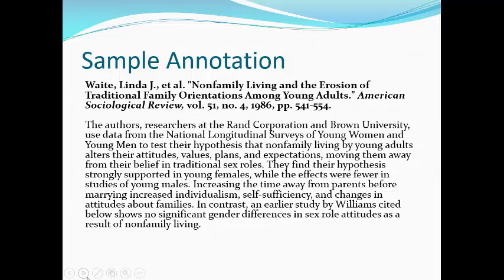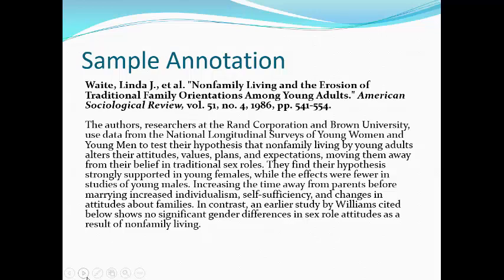So the sample annotation begins with an MLA formatted citation. Here you see the last name and the first name of the author. In this case, this was a multi-authored text, and you see that Linda Waite was the first person listed, and so her name goes first. So it's Waite, last name, comma, first name Linda, J is her middle initial, period, and then comma. Et al. means that there are a list of other names. You do not put that if it's a single authored text.